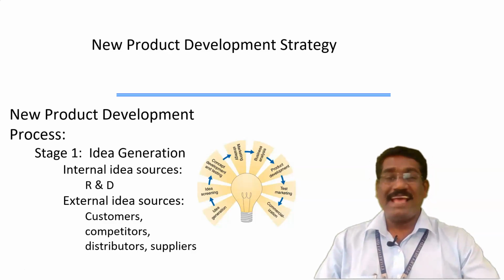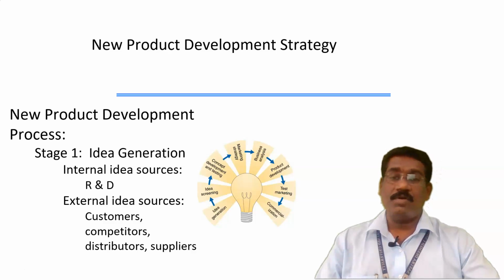And when you talk about external idea sources, we can also generate ideas from customers. For example, I can quote an example of Whirlpool, where the ice rack is normally fitted at the top of the refrigerator, and the vegetable rack is always kept at the bottom. The homemakers felt that only occasionally do they take ice blocks from the refrigerator, but quite often they take vegetables from the refrigerator.